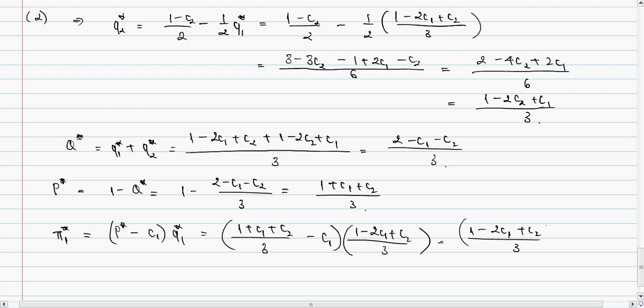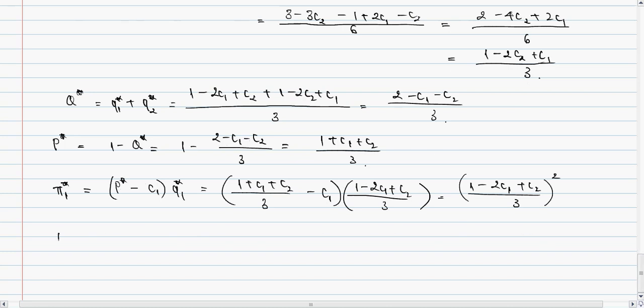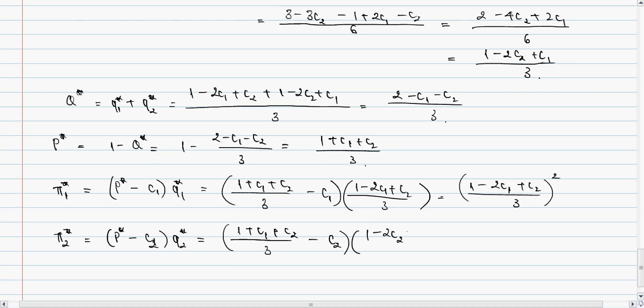So if you multiply them together, you will get that square. Okay. Similarly, the profit for firm 2 is equal to the price minus the average cost of firm 2, which is C2, multiplied by the quantity produced by firm 2, which is Q2. The price is (1 + C1 + C2)/3 minus C2, multiplied by the quantity produced by firm 2, which is (1 - 2C2 + C1)/3.